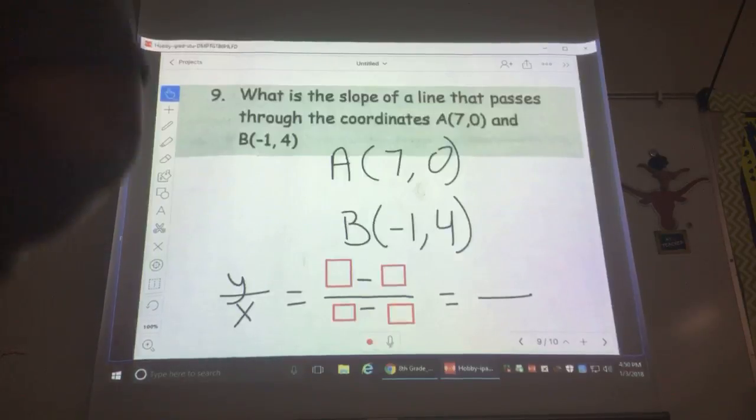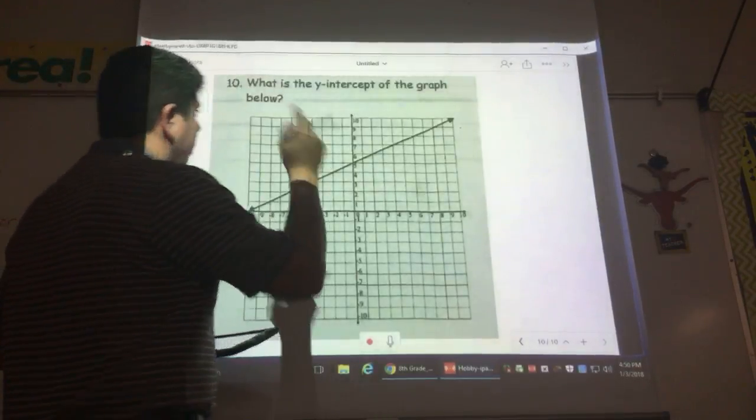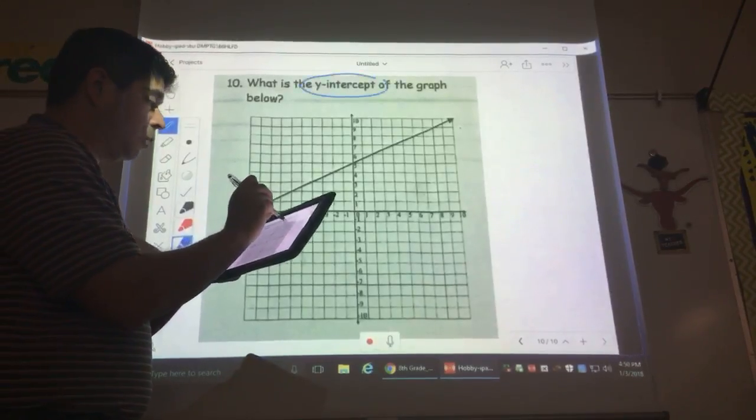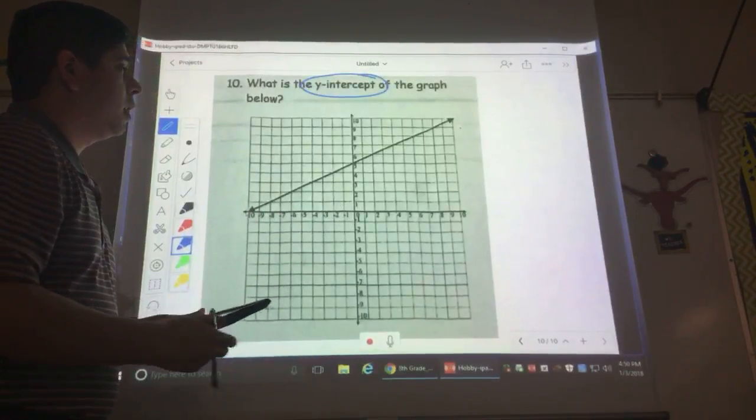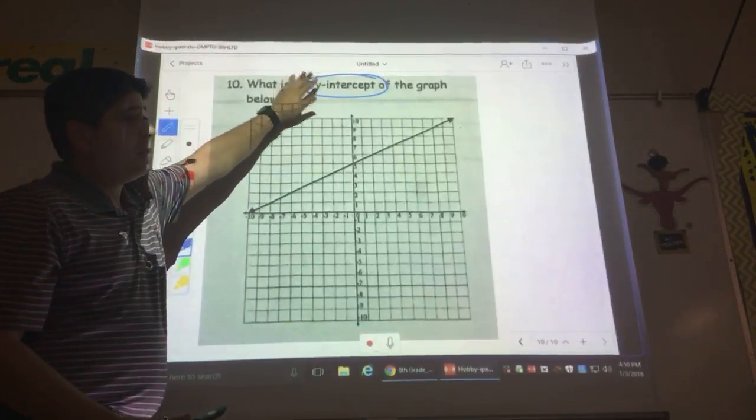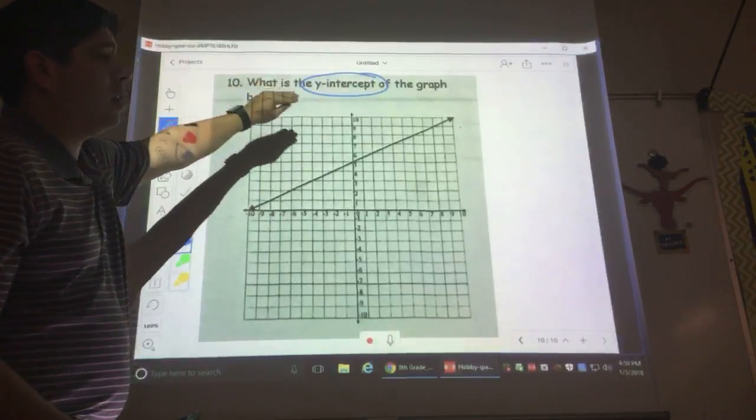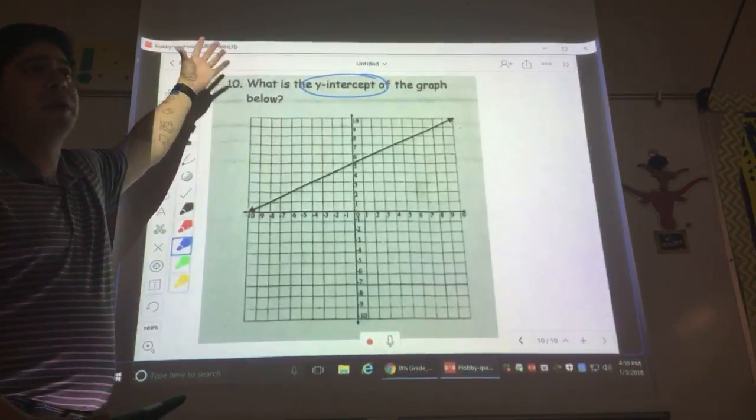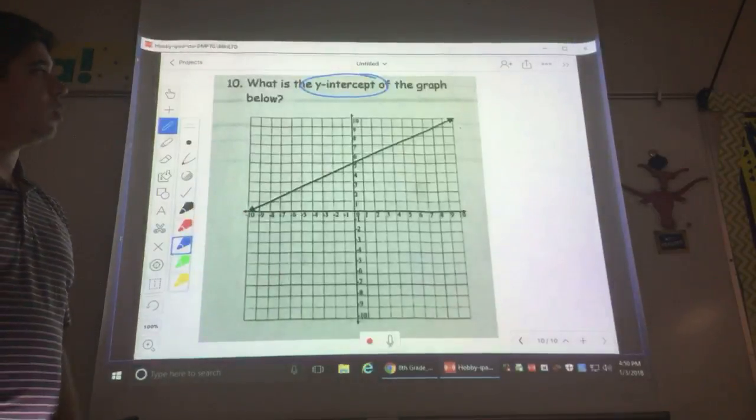Okay, number 10, last one. What is the y-intercept of the graph? So in blue, circling y-intercept for you. Okay, remember, don't get mixed up with this being about slope. Yes, we do a lot where we find the slope and y-intercept, but you have to read the question carefully. It's not asking what is the slope-intercept form. All it's asking for is the y-intercept.